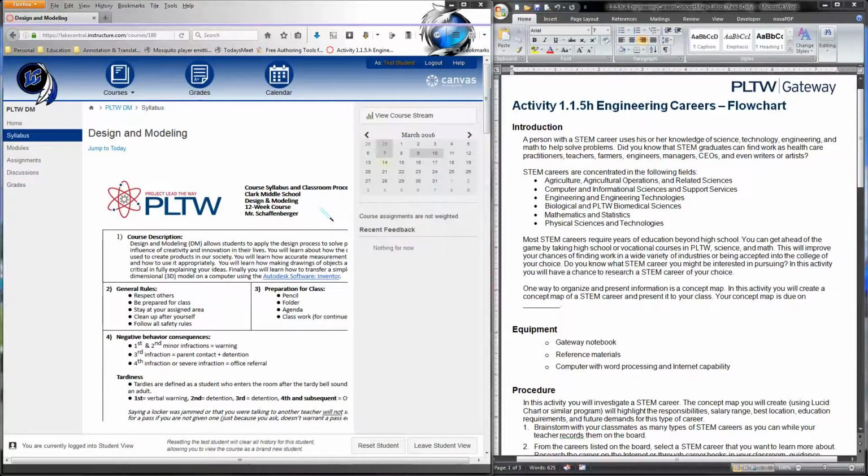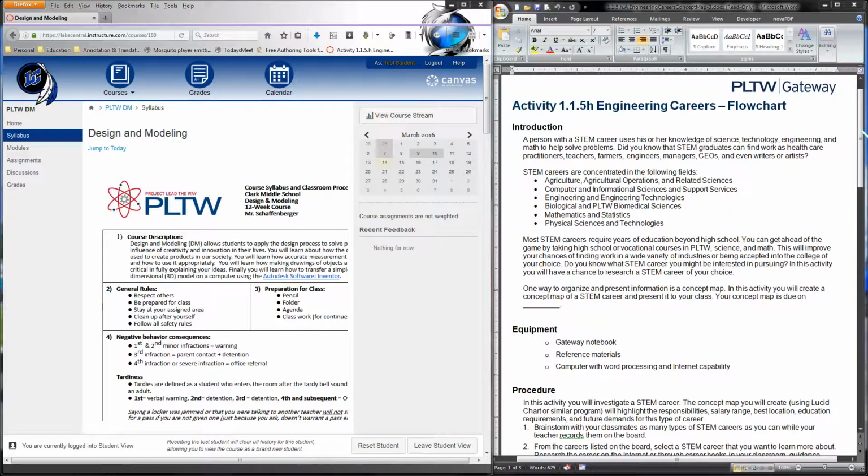For this video, we're going to look at activity 1.1.5H. In this activity, you're going to make a flowchart, a diagram. And what you're going to do is select a career in science, technology, engineering, or math, and do some research on it.